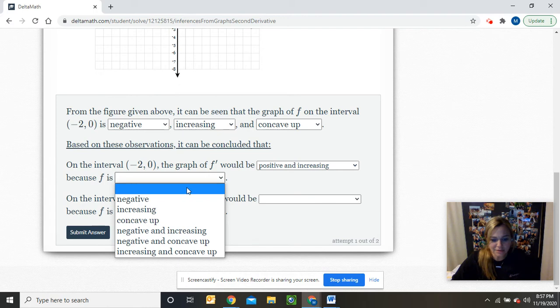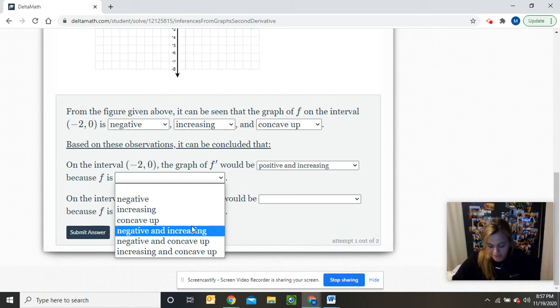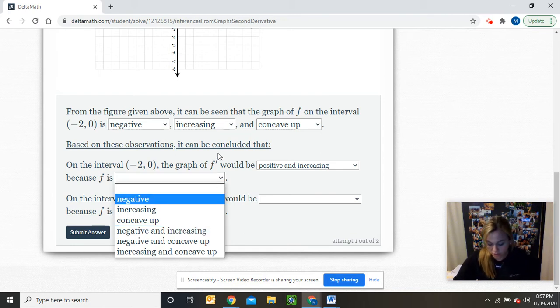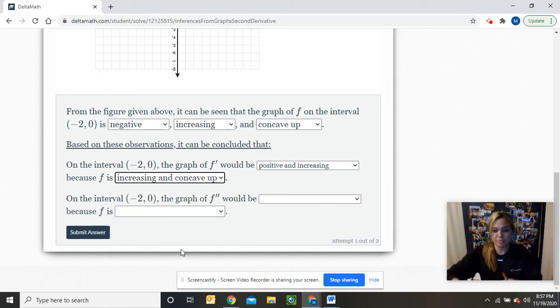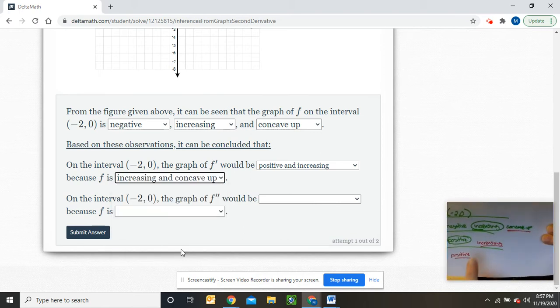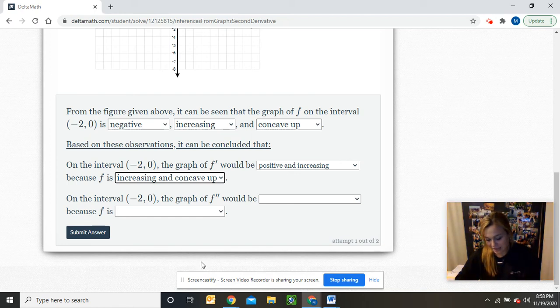because F is... we said positive and increasing, and the reason was because F, so we have to go back to that original one, was increasing and concave up. So I'm looking at this reasoning and I'm like, okay, wait, I'm going backwards. Increasing went with concave up, the positive went with increasing, but it's weird because you look at your chart.